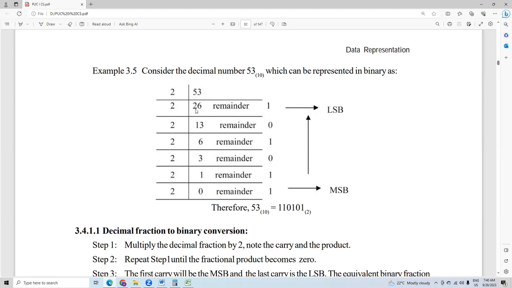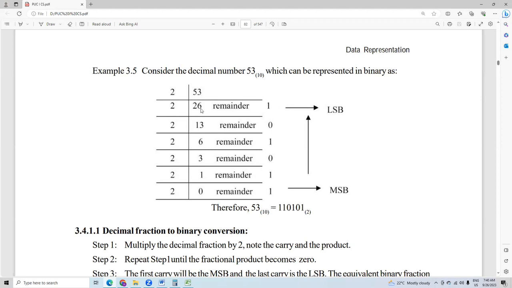Quotient of the division is 26. 26 twos are 52, so 53 minus 52 is the remainder, which is 1. But the quotient of the division is 26. Kindly note, that is the LSB. Then continue the division.